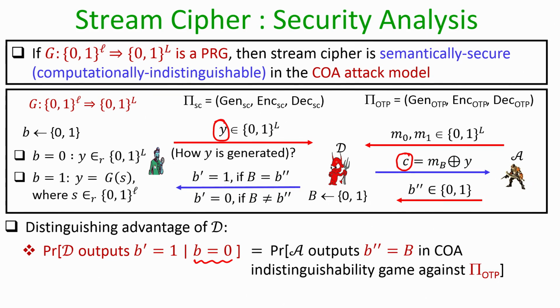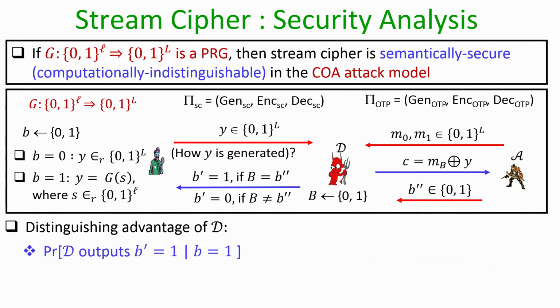case the distinguisher D would have output b' equal to 1, because remember the strategy of D outputting b' equal to 1 is if my adversary A can win the indistinguishability game. So, if A can win the indistinguishability game against an instance of OTP, then D would have labeled a truly random sample as a pseudo random sample, right. And we know that the probability with which A could win the COA indistinguishability game against an instance of OTP is half.